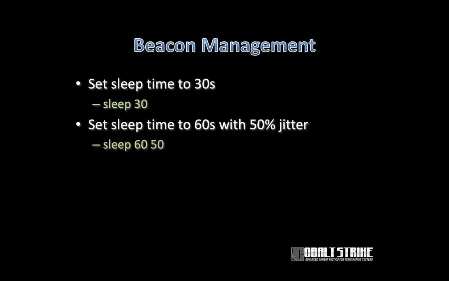You can change this sleep time. Use sleep and a number, which is the number of seconds that beacon should sleep for between processing tasks. You can also introduce a jitter factor. That is the second number. For example, sleep 60 50 will have beacon sleep for 60 seconds with 50% jitter. So that means the range of time that that beacon will call home will be between 30 and 60 seconds.